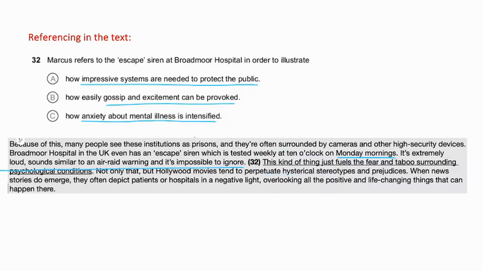Okay, so we can see that this kind of thing intensifies anxiety. For anxiety, it says psychological conditions. For intensify, it's got fuels the fear. Okay, so we can see that this bit of referencing here refers back to this. And that's how we get our signpost. This is how we get our answer.